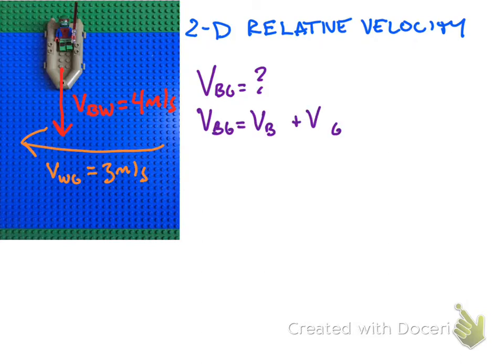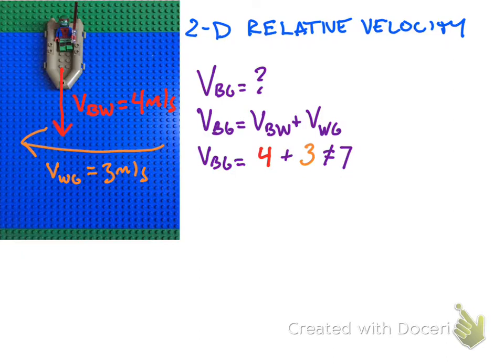Velocity of boat relative to ground equals, we start with boat, end with ground, and we have water to link us in between. So we put the values in here. The velocity of boat to water is 4. The velocity of water to ground is 3. So we do 4 plus 3. But in this case, it's not going to equal 7, because now we're adding with vectors.